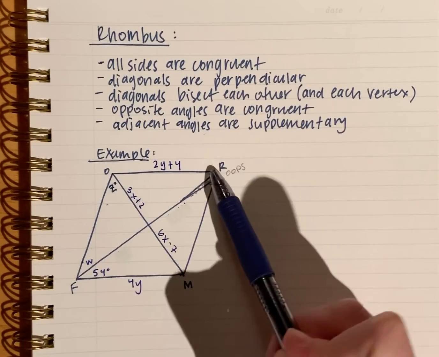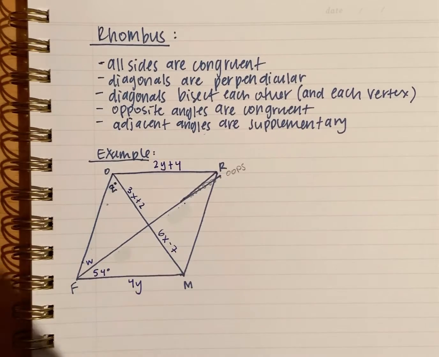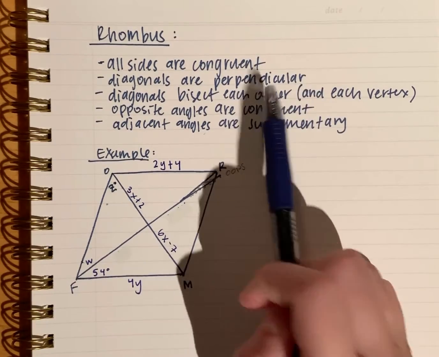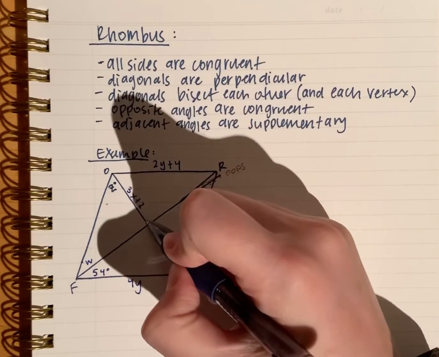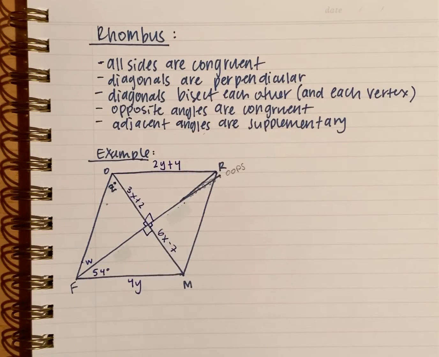We remember the diagonals connect one vertex to another. Sorry about that. I didn't draw this in pencil first. My bad. We know that diagonals are perpendicular, which means they intersect at a right angle. So all 4 of those angles in the middle are 90 degrees.